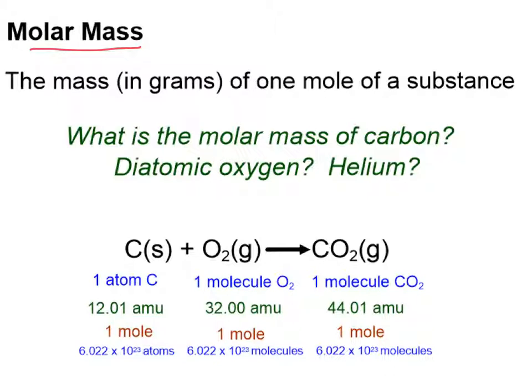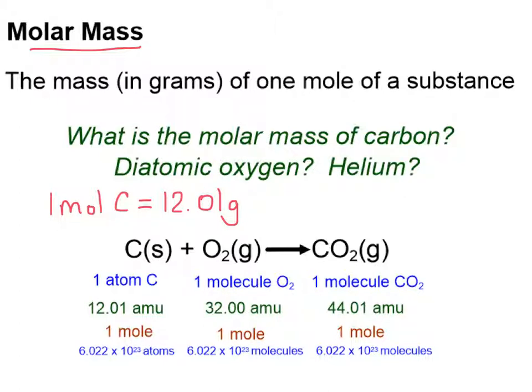Pause this and think about it for a minute. Well, look down here. You know that 1 mole of carbon has 12.01 atomic mass units. It is also going to be equal to 12.01 grams. 1 mole, by definition, of carbon is equal to 12.01 grams. That is the molar mass of carbon.